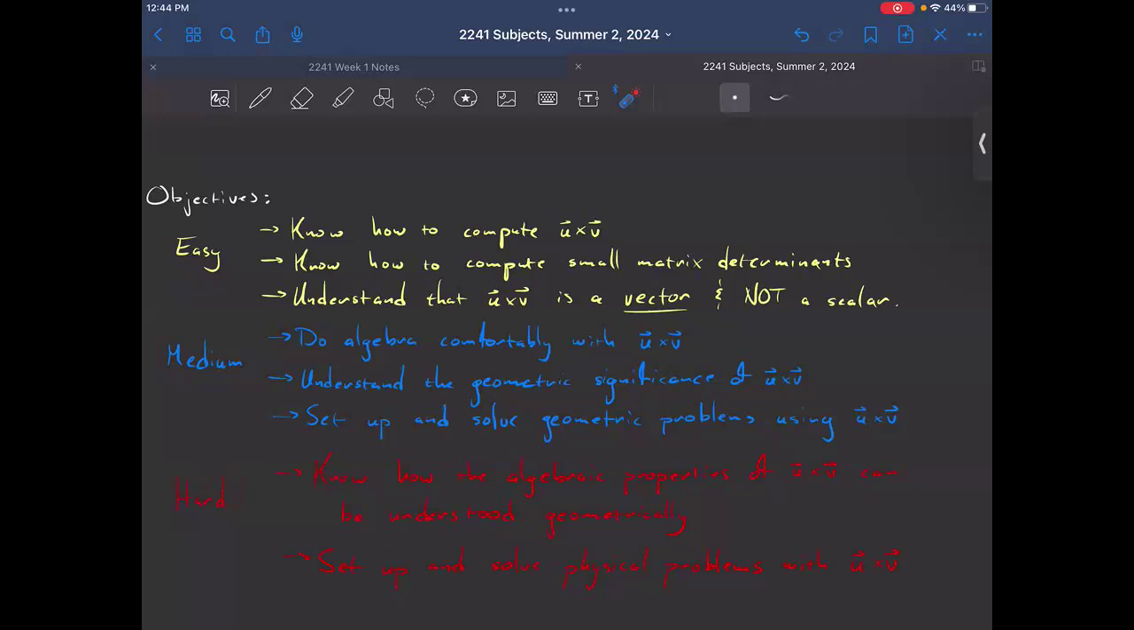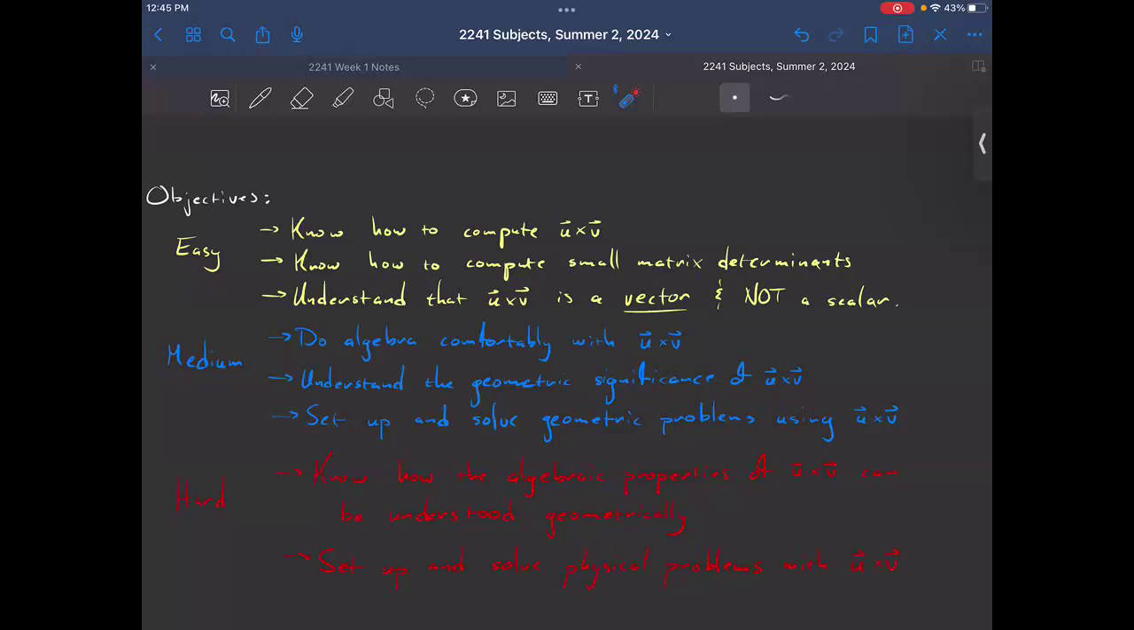Again, these are loftier goals that you should work on throughout the course, but not necessarily that you'll need right now. So you should know how the algebraic properties of u cross v can be understood geometrically. Almost all of those algebraic properties have a geometric interpretation. So you can draw a picture that illustrates why that property is true. And then the second one, there's only two, is that you should be able to set up and solve physical problems using u cross v.